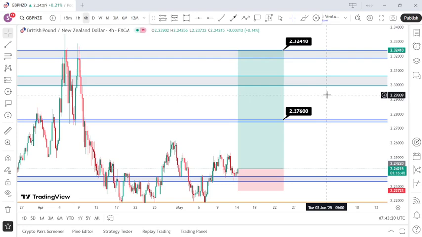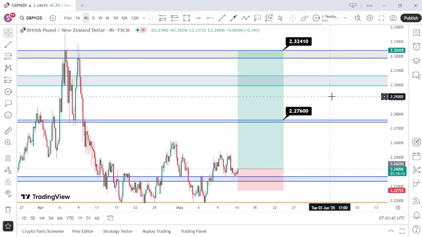But for now, enter and manage your risks. Always manage your risks. Always use a risk management system so you'll be able to stay in the game for a very long time, for the long run. Not one loss will wipe you out. I always say that, and it's very, very necessary.